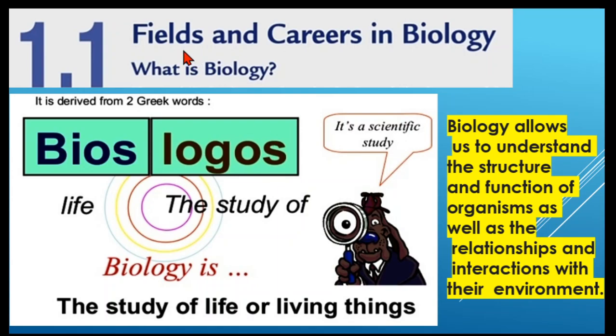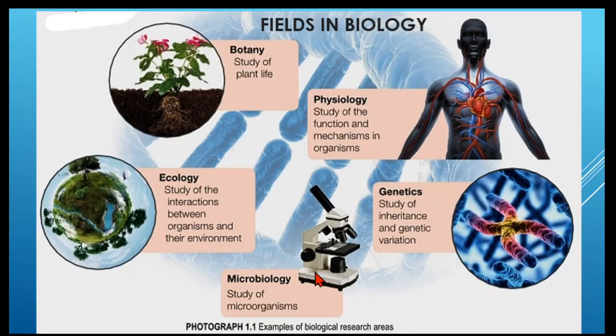The first one, fields and careers in biology. What is biology? Remember, biology is derived from Greek words, bios and logos. Bios means life, logos means study. So what is biology? It is the study of life or the study of living things. Biology allows us to understand the structure and functions of organisms, and also the relationships and their interactions with their environment. So these are examples of some fields in biology.